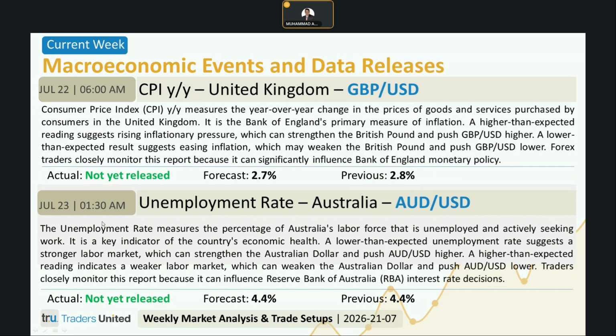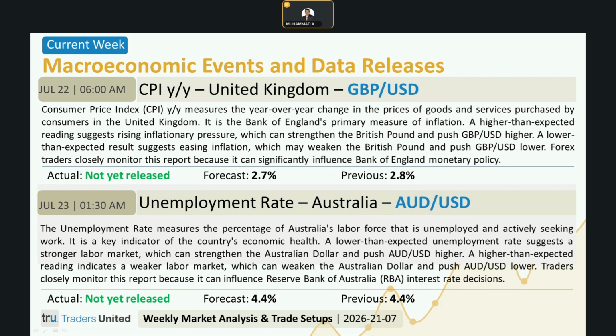The next important upcoming news announcement is the unemployment rate in Australia, and we're going to focus on AUDUSD currency pair. The date and time is July 23rd, 1:30 a.m. UTC time. Now, let me first explain unemployment rate in Australia, what it is. The unemployment rate measures the percentage of Australia's labor force that is unemployed and actively seeking work. It is a key indicator of the country's economic health.